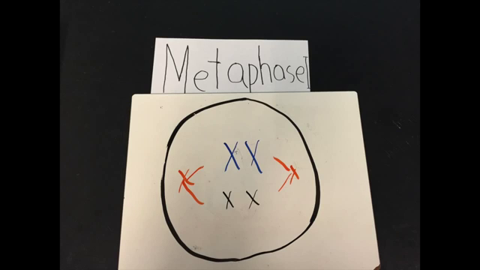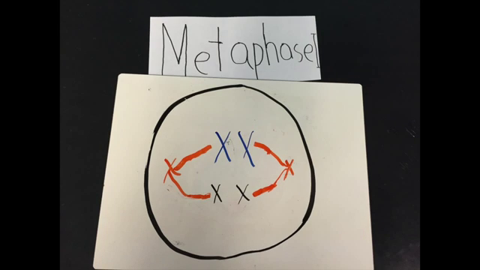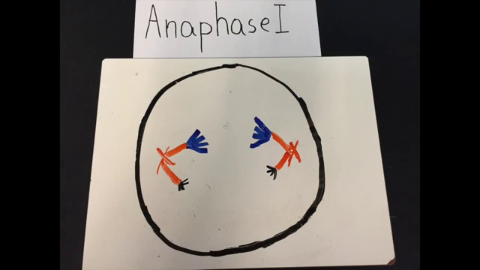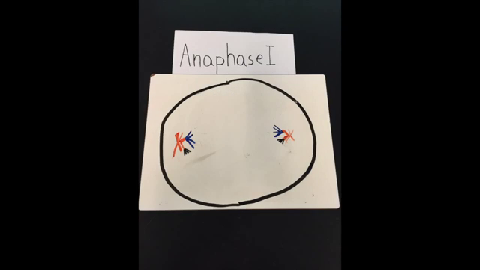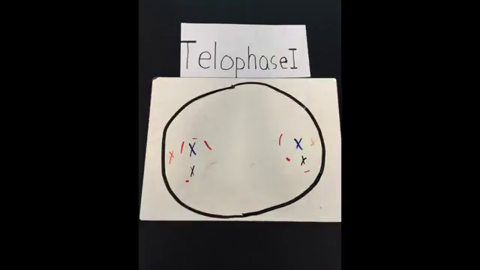The next step of meiosis is metaphase 1. The spindle fibers grow toward the center of the cell, eventually connecting to the centromeres of the chromosomes. In anaphase 1, after the spindle fibers connect to the centromeres, the homologous pairs are separated on ends of the cell towards the centrioles. During telophase 1, the duplicated chromosomes are now on opposite ends of the cell.